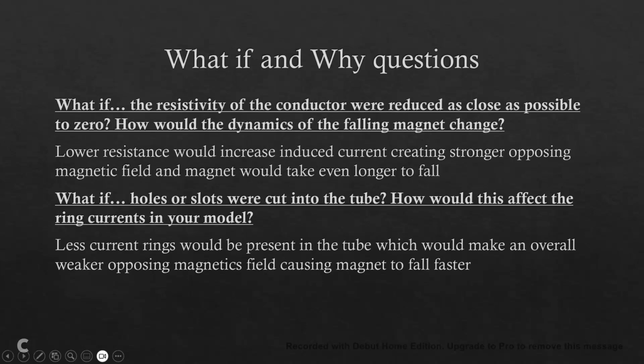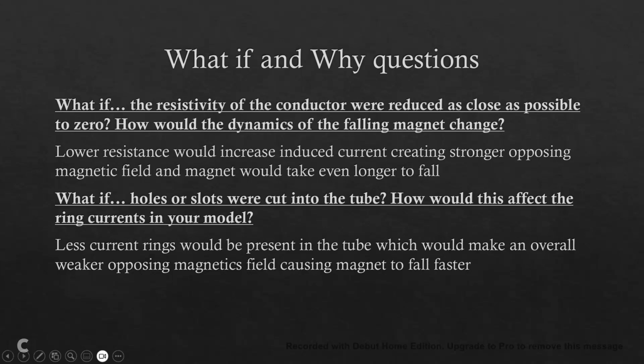For our what if and why questions: what if the resistivity of the conductor were reduced as close as possible to zero? How would the dynamics of the falling magnet change? Lower resistance would increase induced current, creating a stronger opposing magnetic field, and the magnet would take even longer to fall. This is because of Ohm's law, which states that voltage is equal to current times resistance. A lower resistance would mean that to create the same potential difference, our induced current would have to be higher, which would cause our magnetic field to be greater, and the magnet would take even longer to fall.